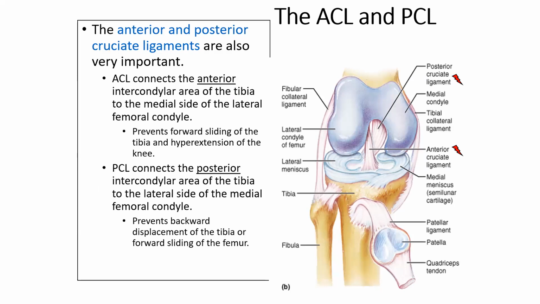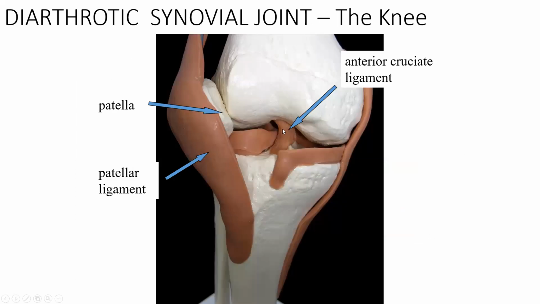extends, let me bring that slide back. The ACL right here, we're looking at the front side of the knee. What you're seeing is the front of the ACL. The front of the ACL attaches to the top of the tibia and it extends backwards and attaches to the lateral condyle of the femur.